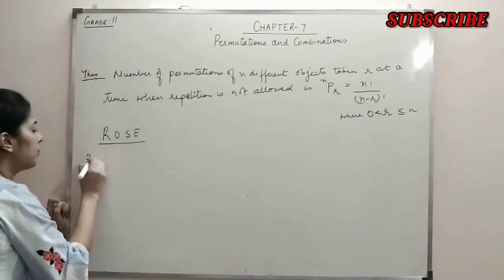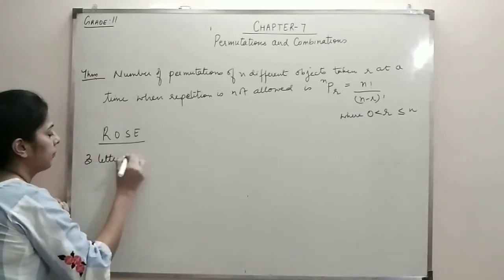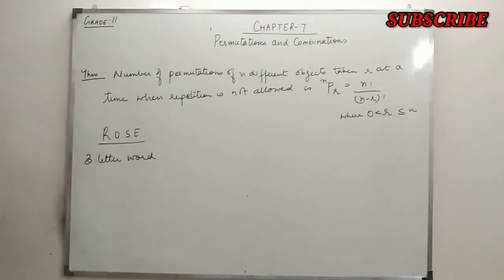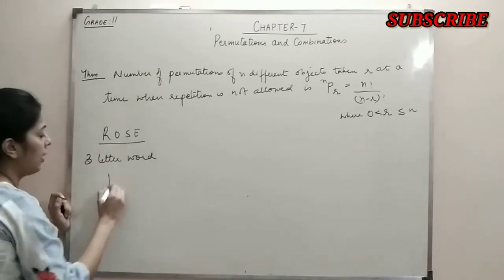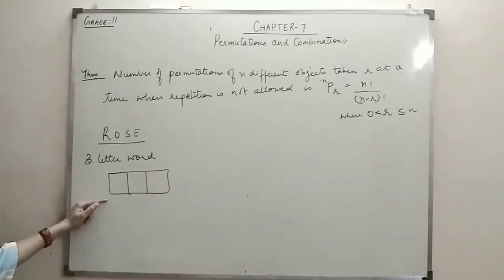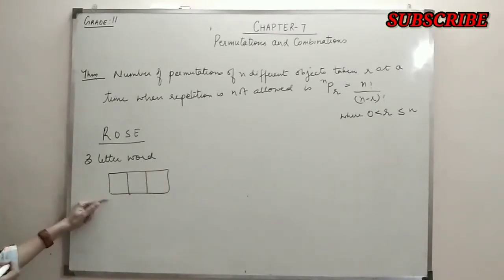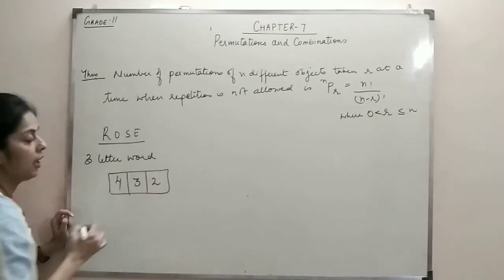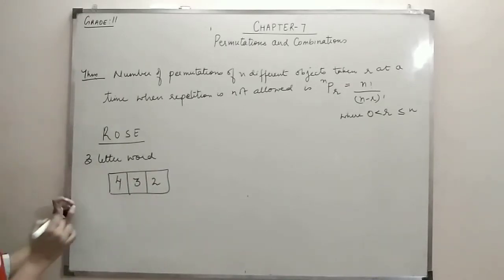We have to frame a 3-letter word. When repetition is not allowed in a 3-letter word, it means what? The first place can be filled in 4 ways, then 3 ways, then 2 ways. That is equal to 24.